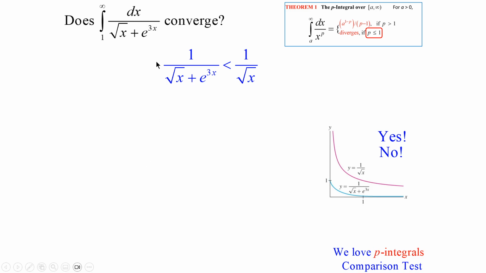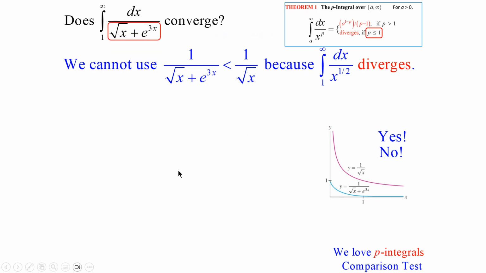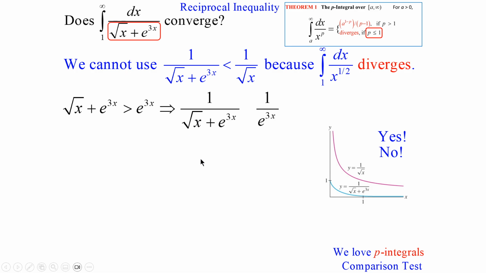So, how about we use the other term and see what we can do? We cannot use that comparison because this integral diverges. All right, so let's do this reciprocal inequality. I'm going to take root x plus e to the 3x, and that would always be greater than e to the 3x in that interval. Now reciprocals. That means 1 over root x plus e to the 3x would always be less than 1 over e to the 3x. So we better do this integral with an integrand of 1 over e to the 3x and see what happens.